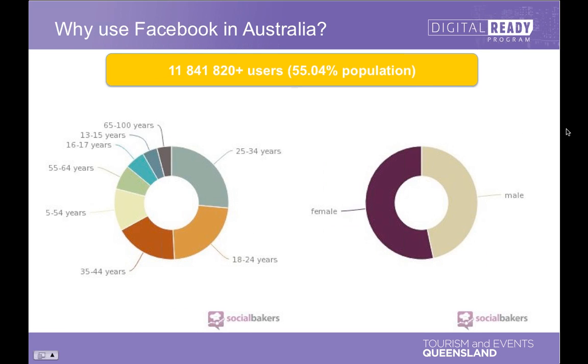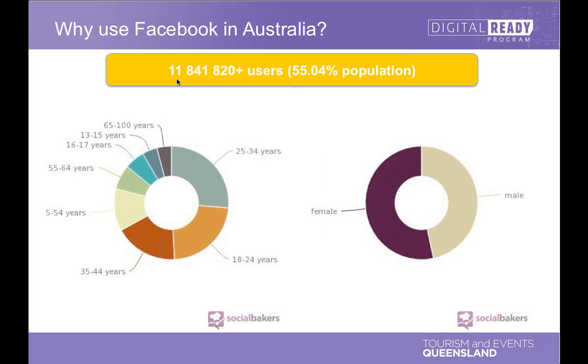In Australia, as you can see, most people are in the middle age range: 25 to 34, 18 to 24, 35 to 44, 45 to 54, 55 to 64, and a slight female skew. And this is for Facebook overall. Now remember that your individual page might be a little bit different depending on what your page is about. It might attract more males or females, but in general overall in Australia, there's a slight skew towards female rather than male. And again, if you want more information on this, Social Bakers is the source of this one.